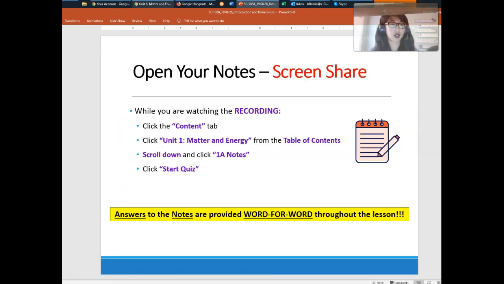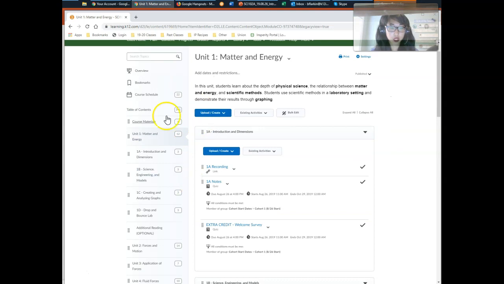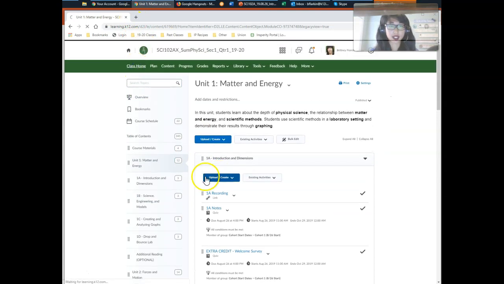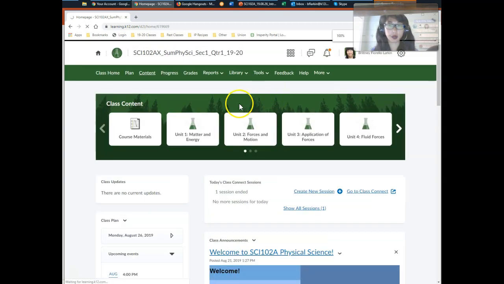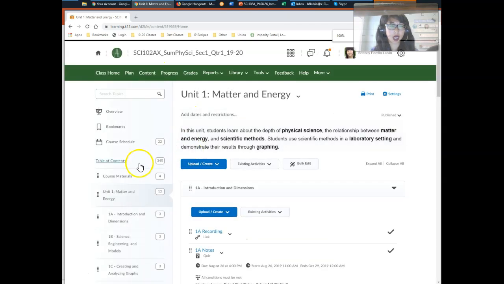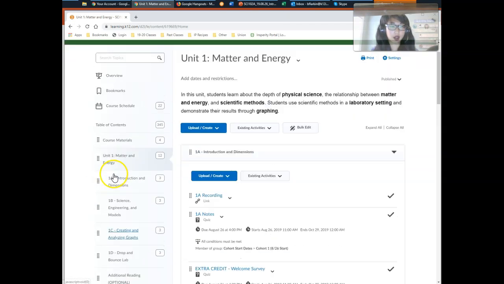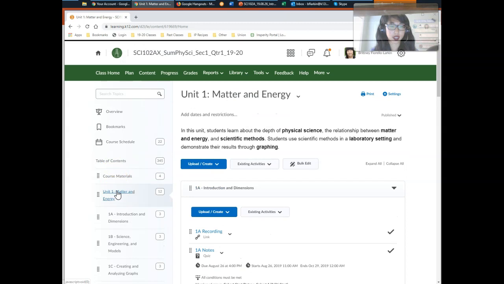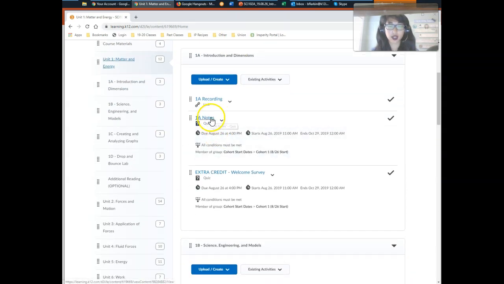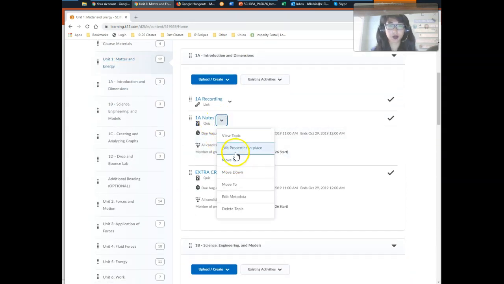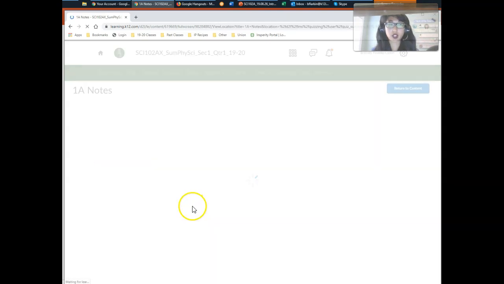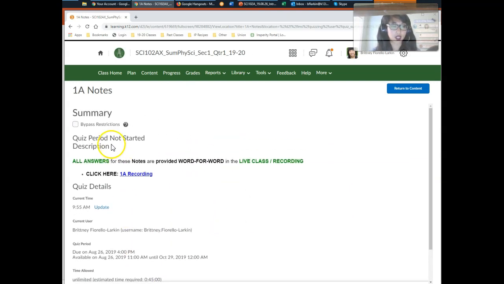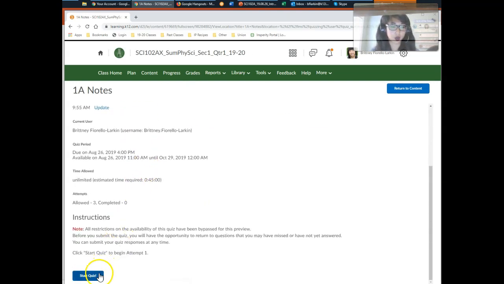So let me go ahead and open your notes with you really quickly. If you are at the class home, you should be able to go to the Content tab at the top. Let me zoom in a little bit. On the left-hand side, you'll see Unit 1, Matter and Energy, from your table of contents. Click on that, and then you can scroll down and find the 1A notes right here. I will show you what this looks like really quickly. When you click the 1A notes, it'll look like this, and then you can click Start Quiz.